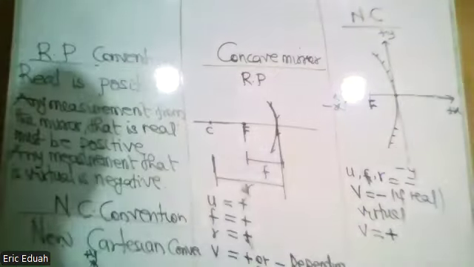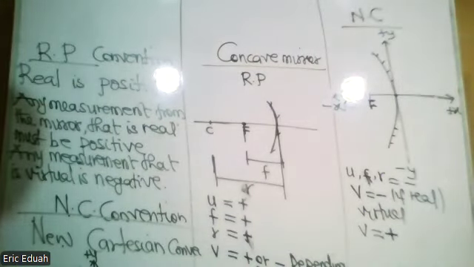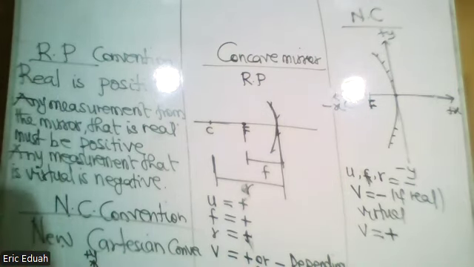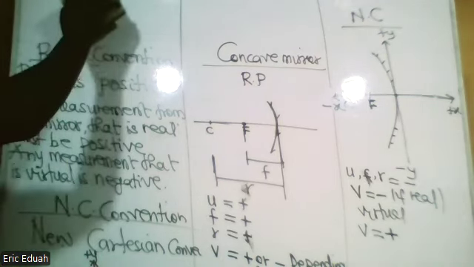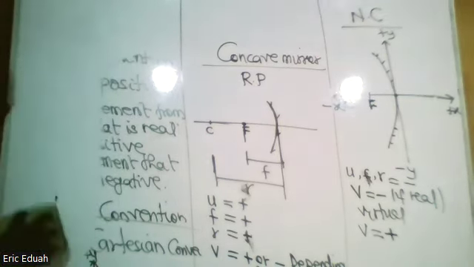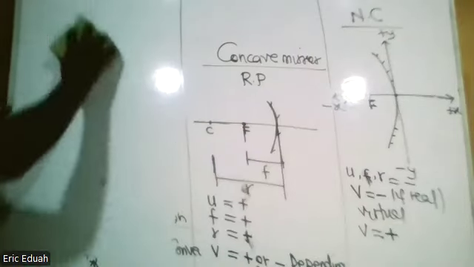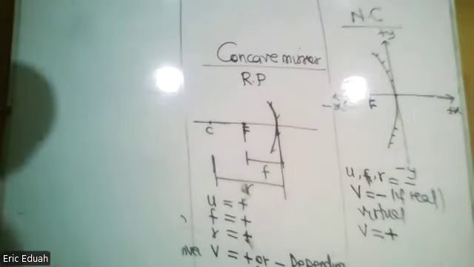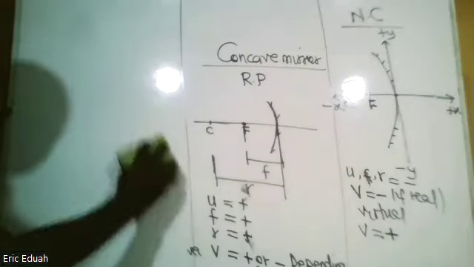So that's the whole thing. It's not difficult at all. You just need to understand what the RP and NC conventions are about and apply them. Let's pick convex or divergent mirrors and see how we can apply RP and NC convention to them. So we've just done it for concave or convergent mirrors.